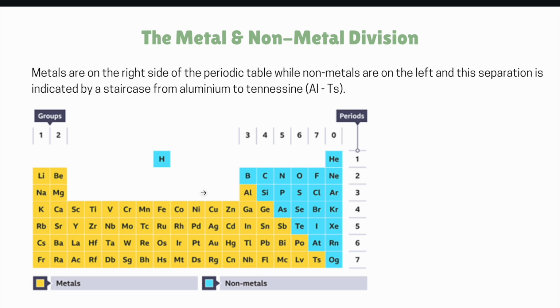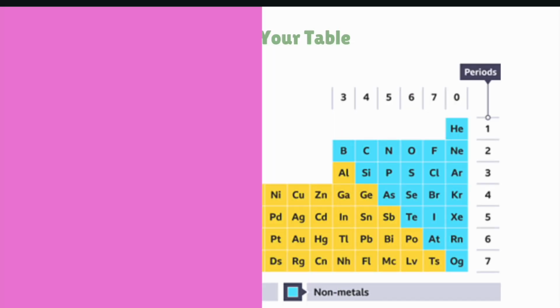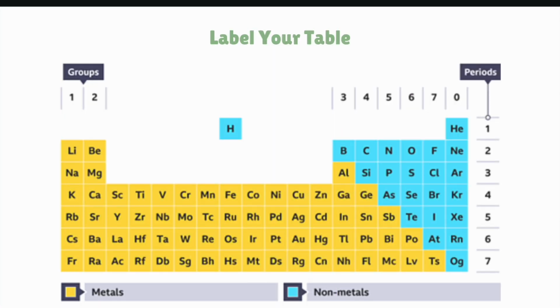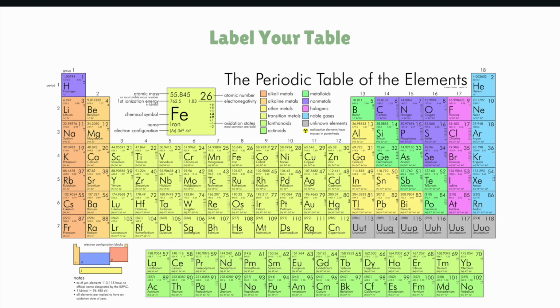The metal and non-metal division is also important in the periodic table. The metals are on the right side of the periodic table, while the nonmetals are on the left, and the separation is indicated by a staircase from aluminum to tennessine, and we can see it right here. So what I would recommend next is that you label your periodic table to remember this and to be able to visualize it. So here are a few examples that might help you. This one that we just looked at, and this one which is a bit more detailed.